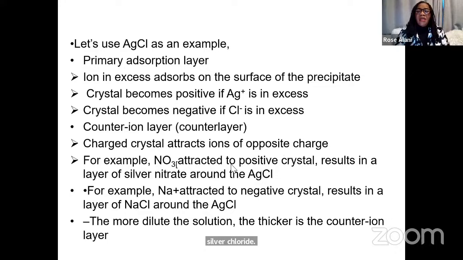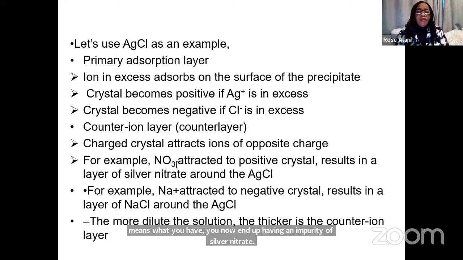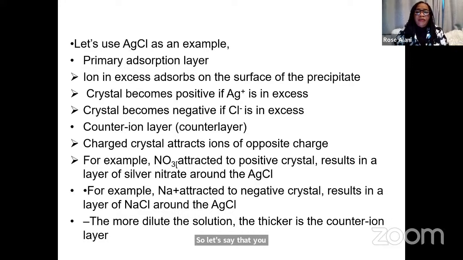It means you now end up having an impurity of silver nitrate on top of the silver chloride that you have. So let's say that you have a sodium ion there at the surface. Sodium ion is attracted to the negative crystal, which results in sodium chloride around your silver chloride precipitate. So you now have sodium chloride there as an impurity on it.